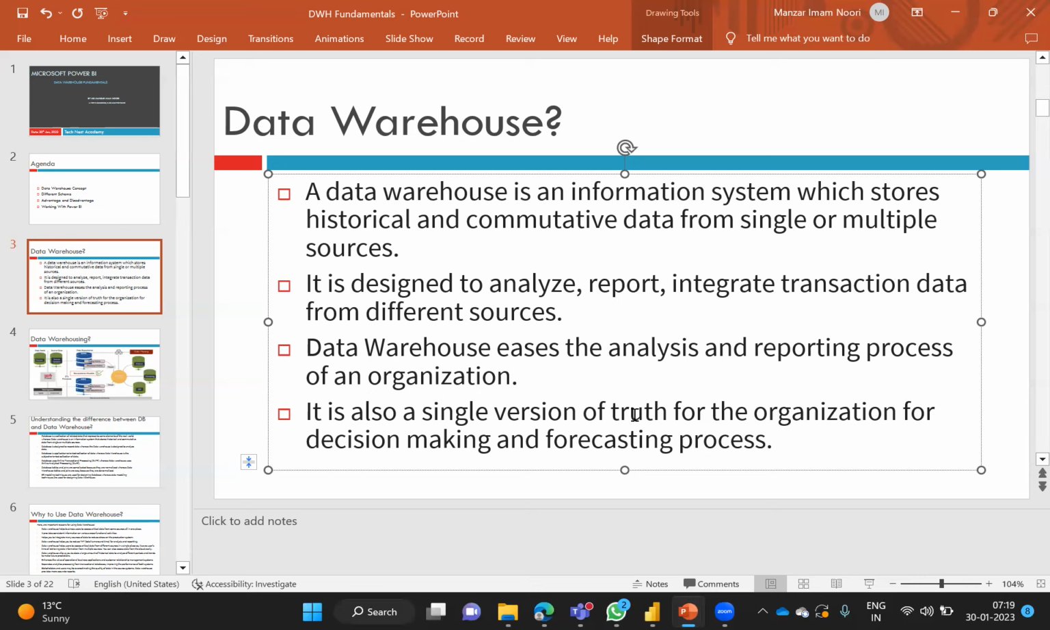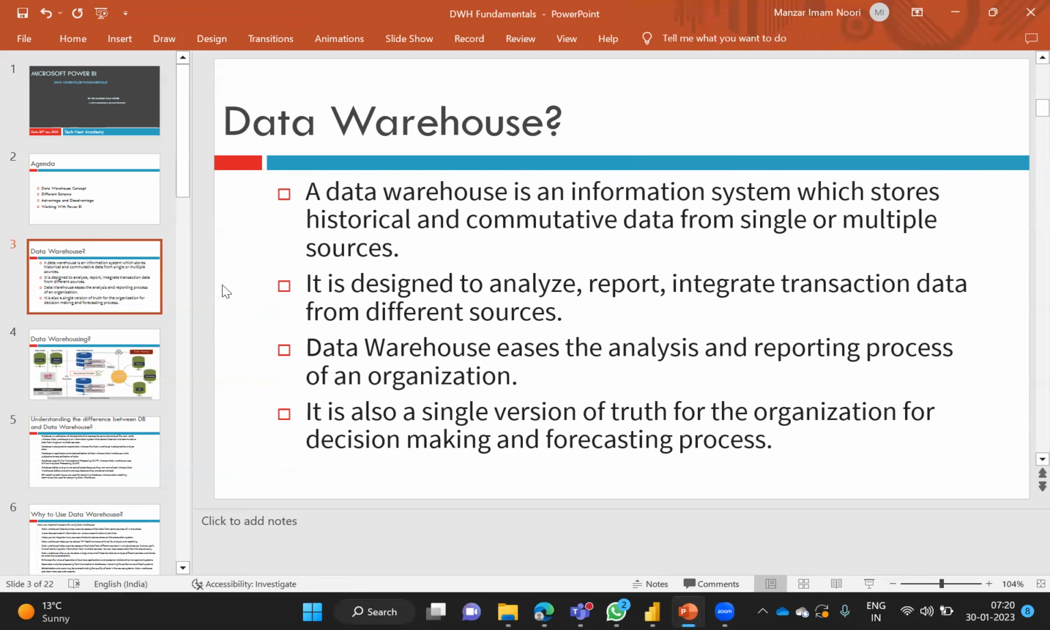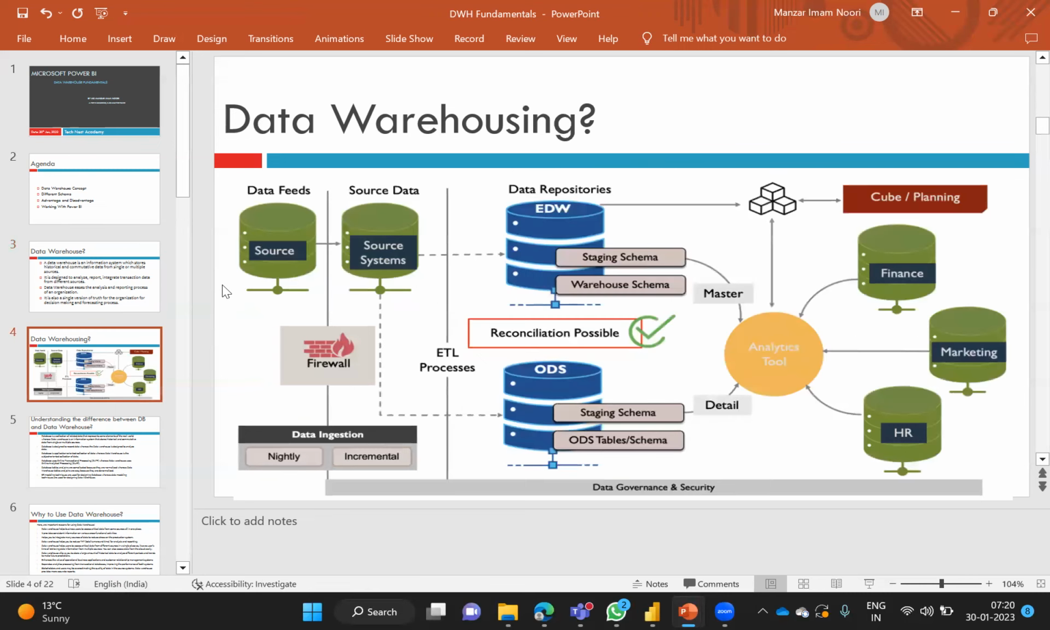Rules are applied to correct the data if data is not correct, if data is not clean, if something is missing. So everything is corrected and put into the data warehouse, right? And this single version of truth of data, we can use it for decision making, for forecasting, right? For other activities, and improve our business.